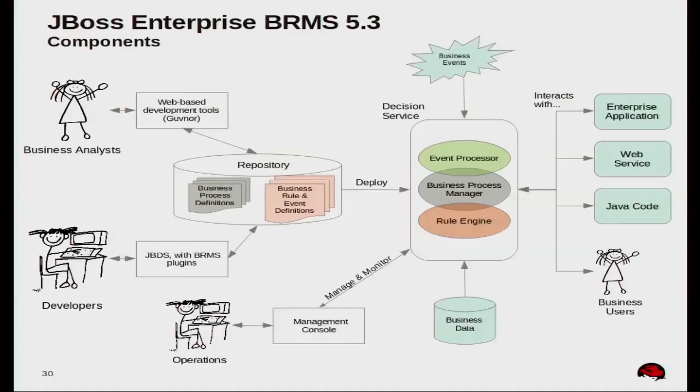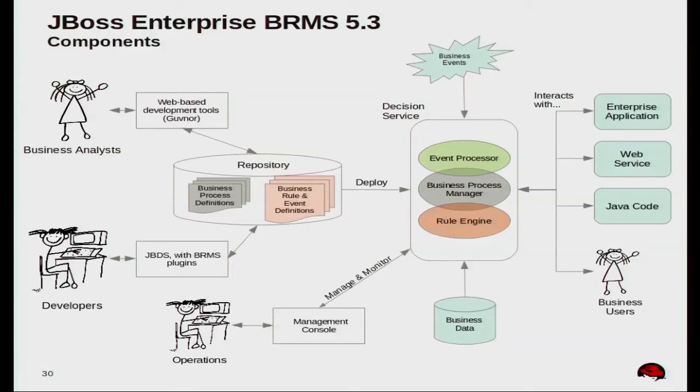All right, so this is the big picture. Again, it's kind of familiar, right? We have the business analysts, they're happy. You have your developers, they're coding away with the JBoss Developer Studio, which is just like a superset of Eclipse. You have your operations team, monitoring, making sure everything's working as it should be. All this stuff is getting stored into the repository, and then you have your decision service that's doing all of your events, your business processes, and your rule engines.